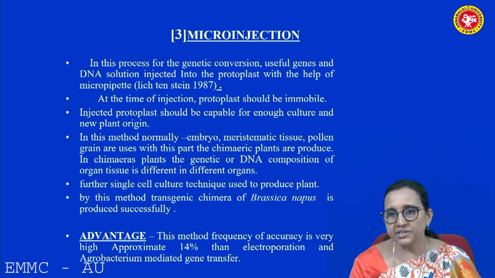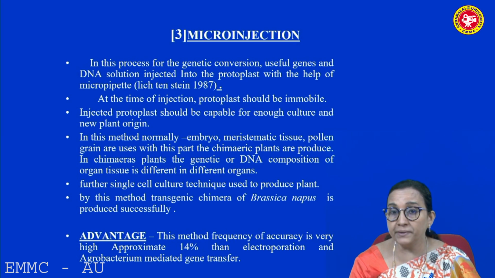At the time of injection, the protoplast should be immobile. So, how do we make the protoplast immobile? You have to fix the protoplast on a slide, and the slide has to be fixed under the microscope, so that you can see through the lens and inject the DNA solution directly into the protoplast cell. The injected protoplast should be capable of culture and regenerating a new plant.